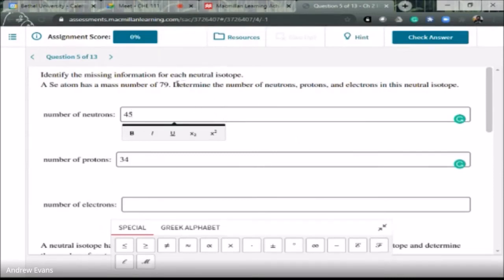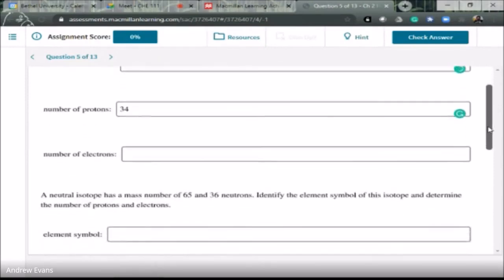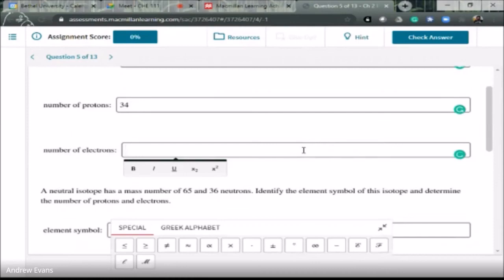And it's a neutral isotope. Because it's neutral, the number of electrons must be equal to the number of protons.